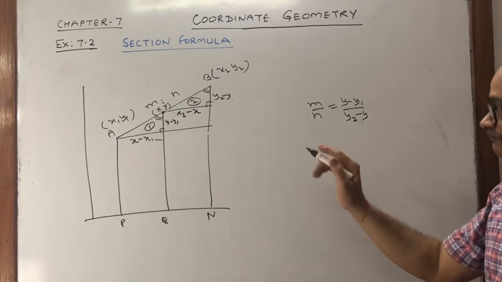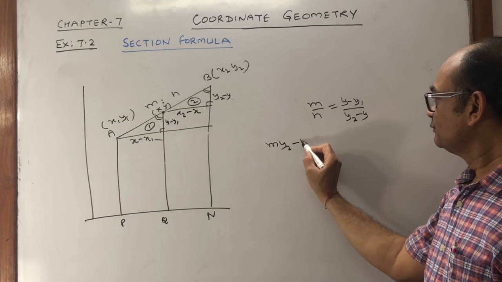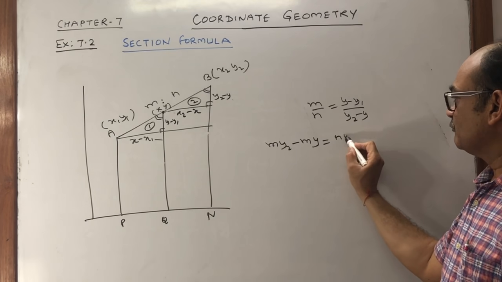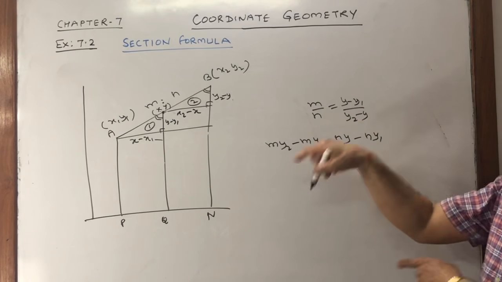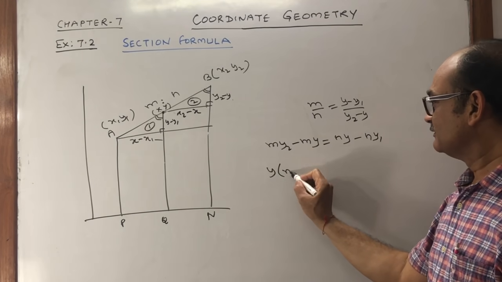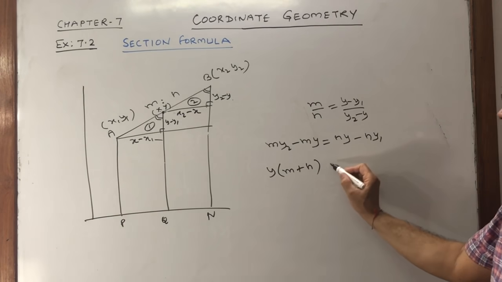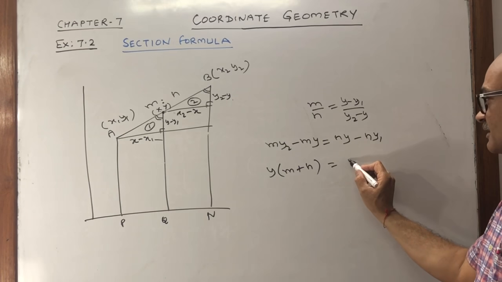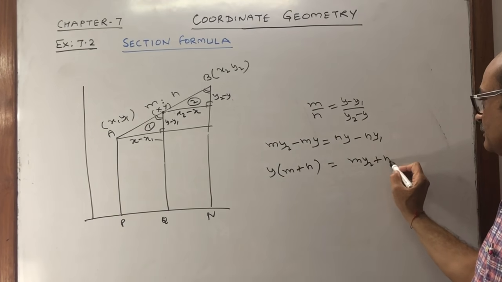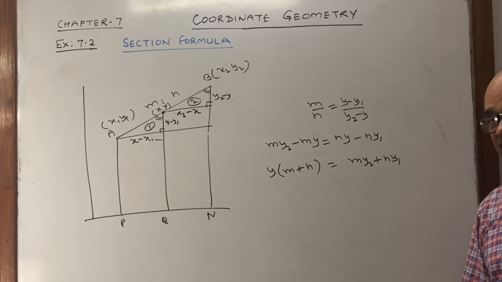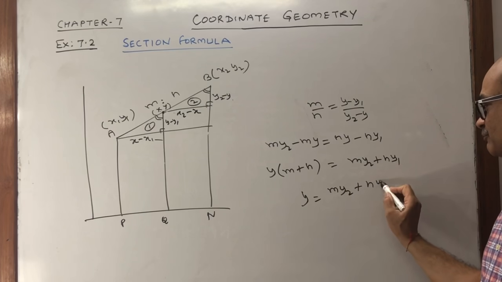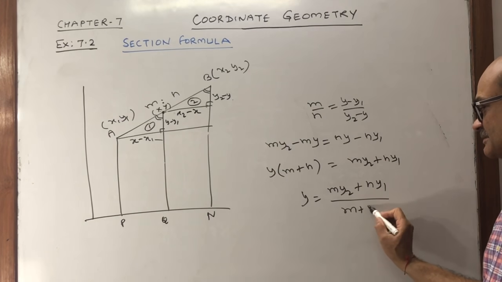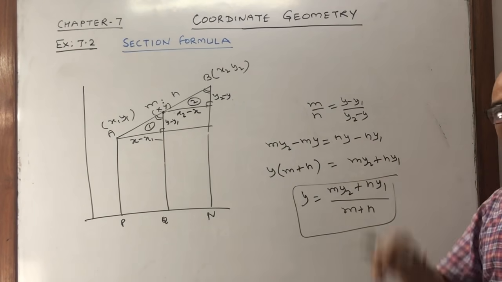Cross multiply: my2, my, and ny and ny1. Our aim is to calculate y. So y on one side and others on the other. What are we getting? y equals (my2 plus ny1) upon (m plus n) is the y coordinate.